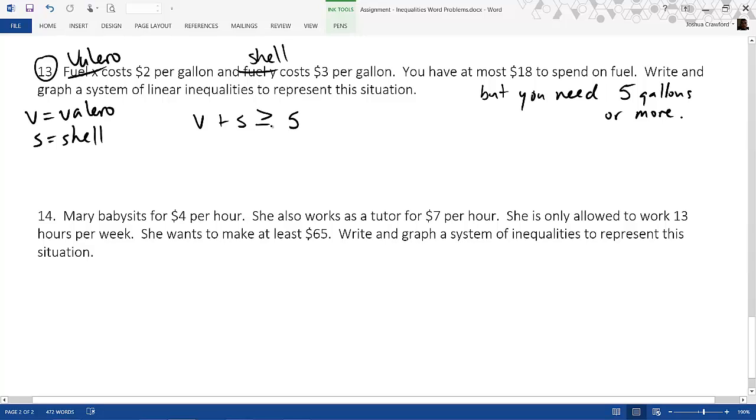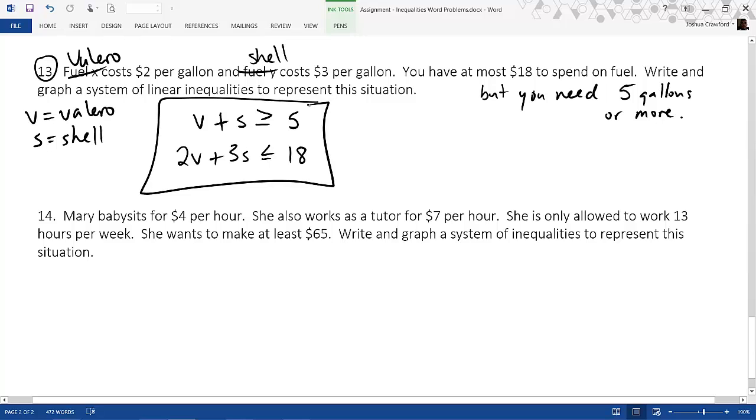Okay? So now we deal with our money equation. Valero costs $2 a gallon, so 2V. Shell costs $3 a gallon, so 3S. And you have at most $18, so the most you can spend is $18. So what you get needs to be less than or equal to $18. And that is our equation. So just set it up and that's it.